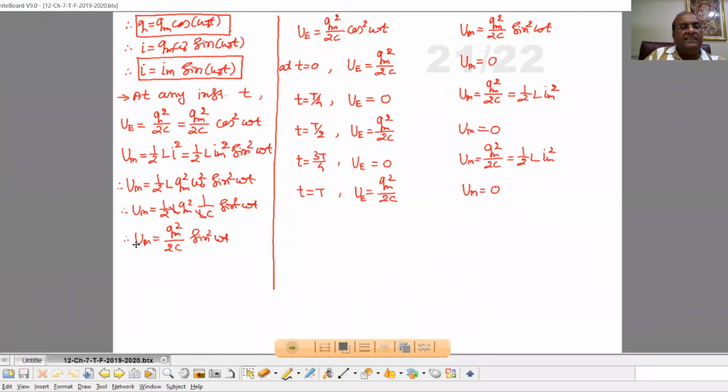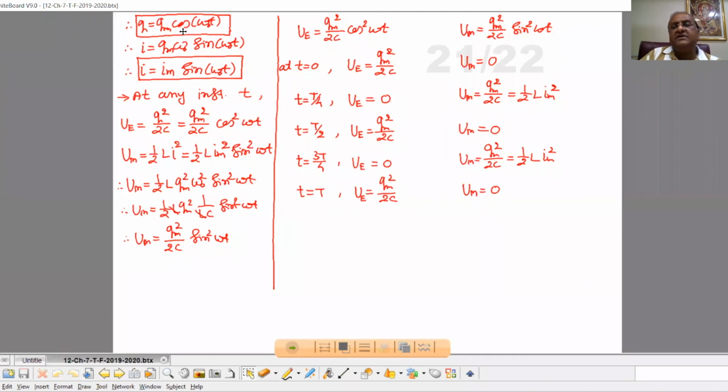So we will get energy in the form of magnetic field, that is Qm squared by 2C sin squared omega t. So now resultantly we are getting energy in the form of electric field, Qm squared by 2C cos squared omega t, and in the form of magnetic field, that is Qm squared by 2C sin squared omega t. Clear?